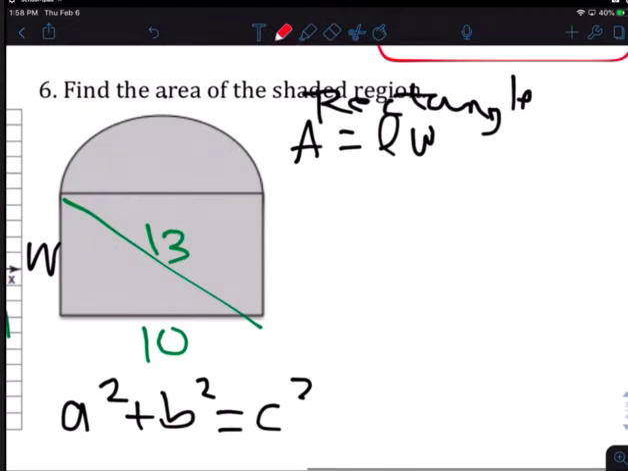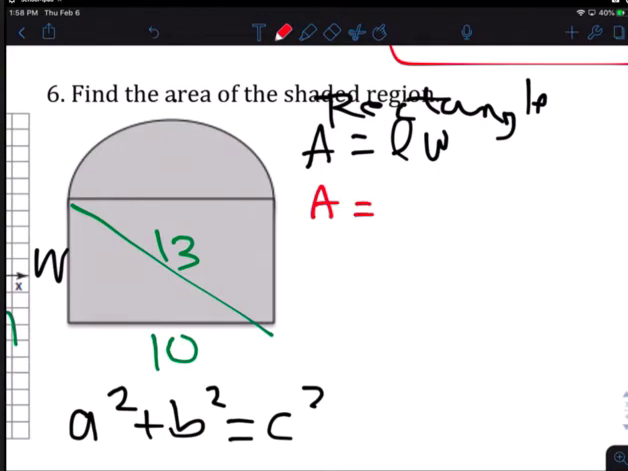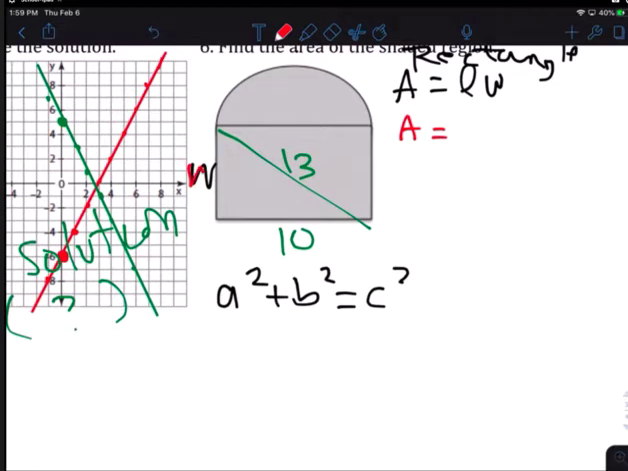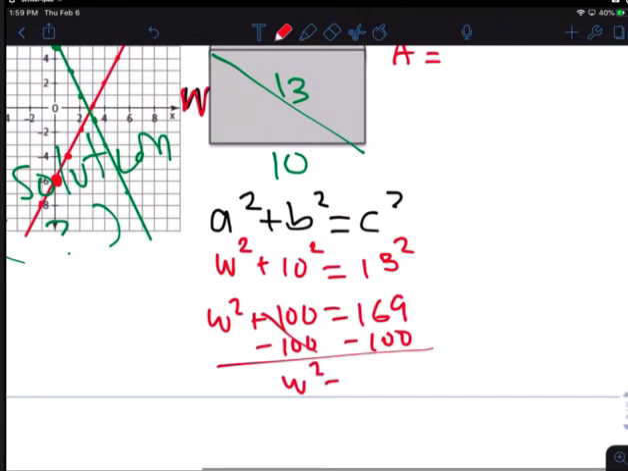And here, okay, A equals length times width. We don't know the width. You need to do the Pythagorean theorem. So the width is missing. So W squared plus 10 squared equals 13 squared. 100 equals 169. W squared, subtract 100. W squared equals 69. Take the square root.